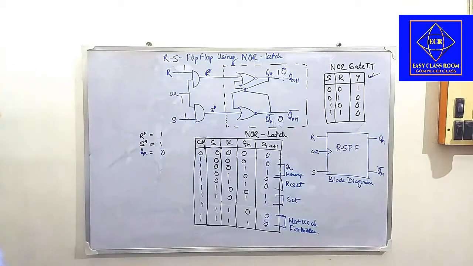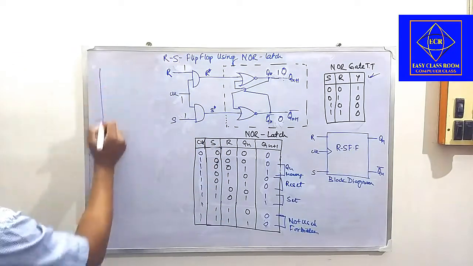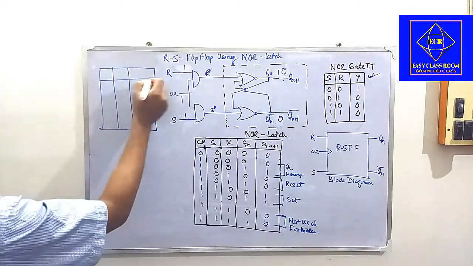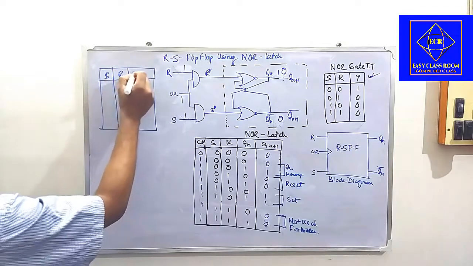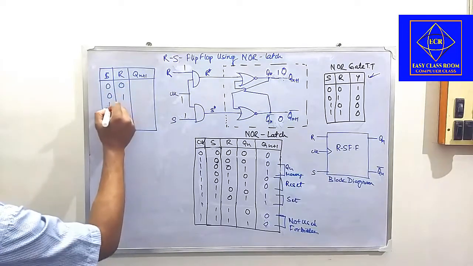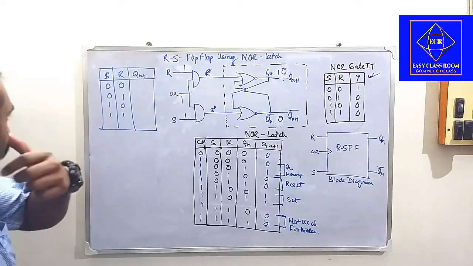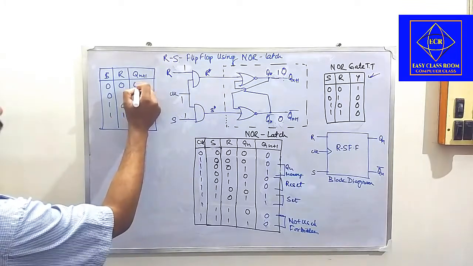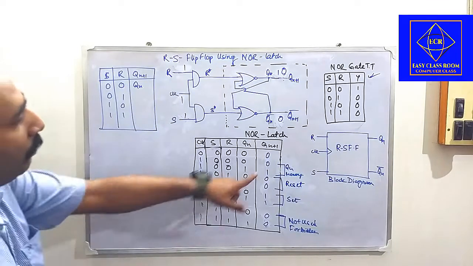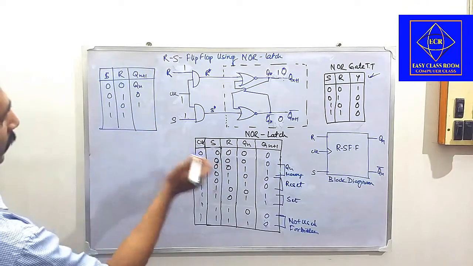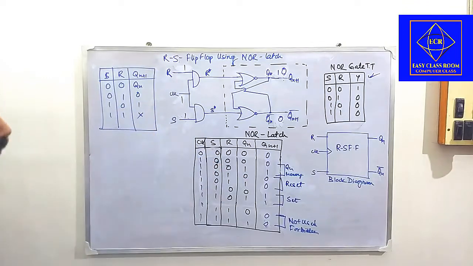Okay. So from this table, if you want to draw the function table, how will it look? What we have here is S, R, Qn plus 1. So this is 0, 0, 0, 1, 1, 0 and 1, 1. For this it is Qn, the memory state. This is 0 or reset state. This is 1 or set state, and this is forbidden.